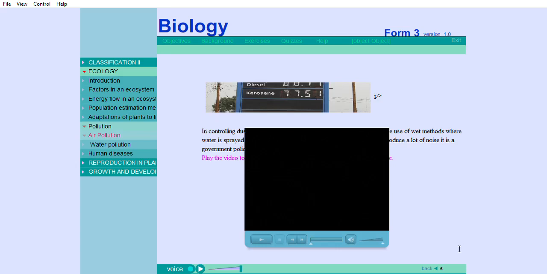In controlling dust, for example in road construction, the government is enforcing the use of wet methods where water is sprayed to reduce the amount of dust raised. In industries that produce a lot of noise, it is a government policy now that everybody wears earmuffs. Play the video to see textile factory workers wearing earmuffs to minimize noise.